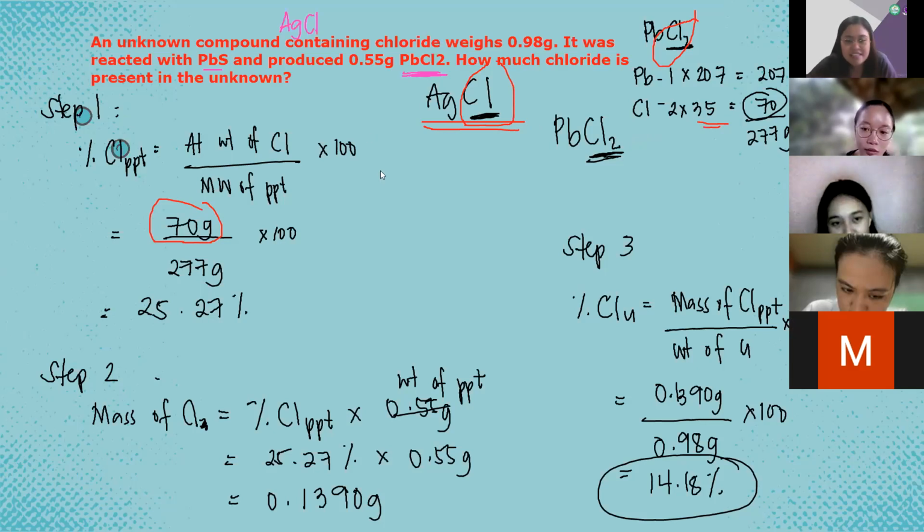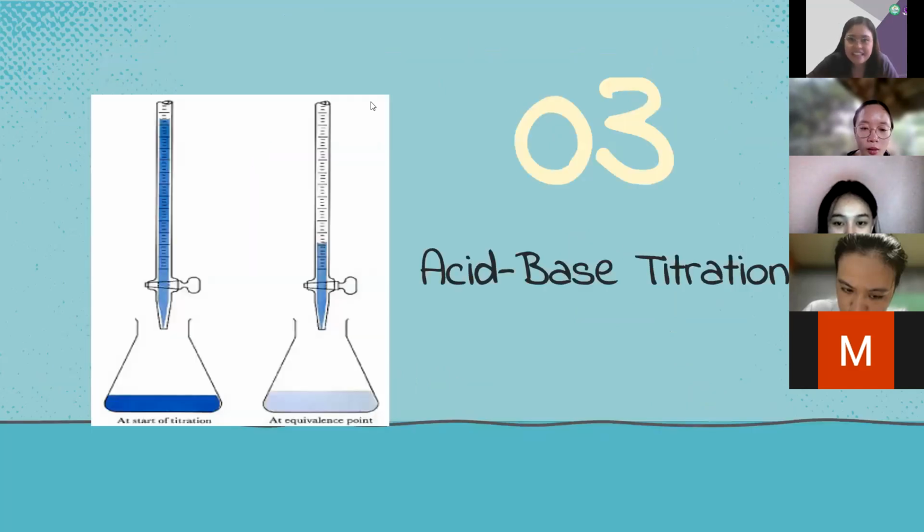Questions for this class? Any question or clarification before tayo mag-move on? So, that is for the gravimetric analysis. I hope you have appreciated how useful gravimetric analysis is in the identification of the unknown chemicals in the laboratory. Now, let's move on sa acid-base titrations.